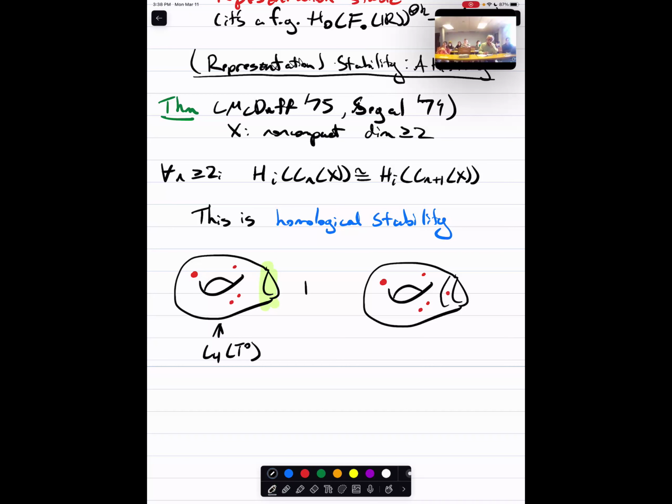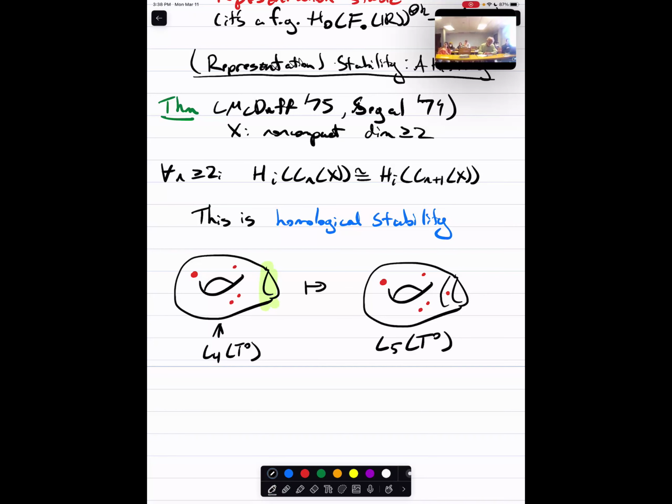And all of a sudden, we're able to map this point in the unordered configuration space of 4 points into the unordered configuration space on 5 points. And if we think about it for a second, we can say to ourselves, well, this is also going to induce a nice map on homology.